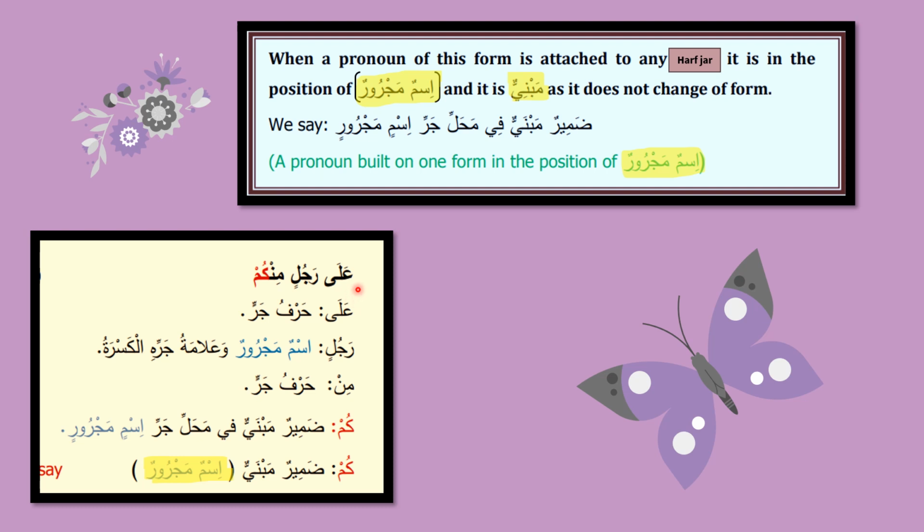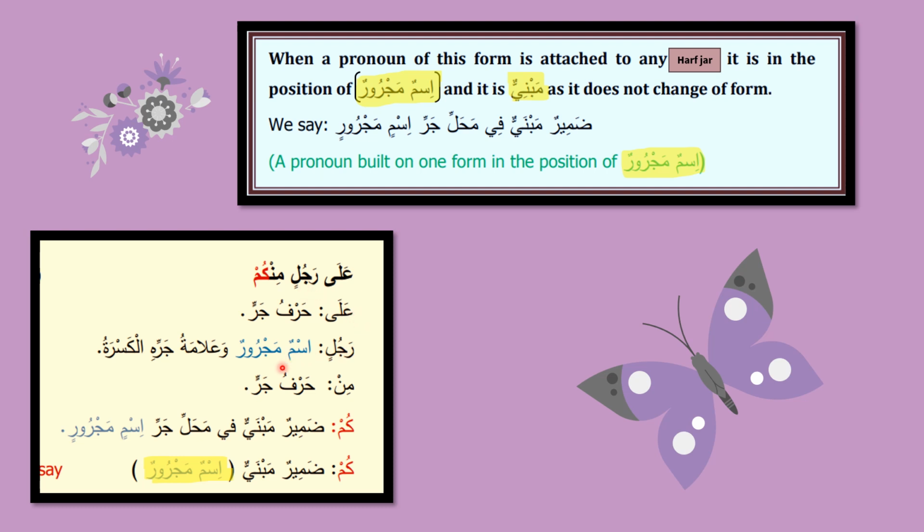So ala rajulin minkum. So here there are both examples, the noun coming after the harf jar and a damir coming after the harf jar. So in red is the attached pronoun with the harf jar, and here you have already learned the noun coming after the harf jar. So let's see. Firstly, you see there is a harf jar, so you have to explain ala harf jar. Rajulin is coming after the harf jar, so you need to explain it is ism majroor.